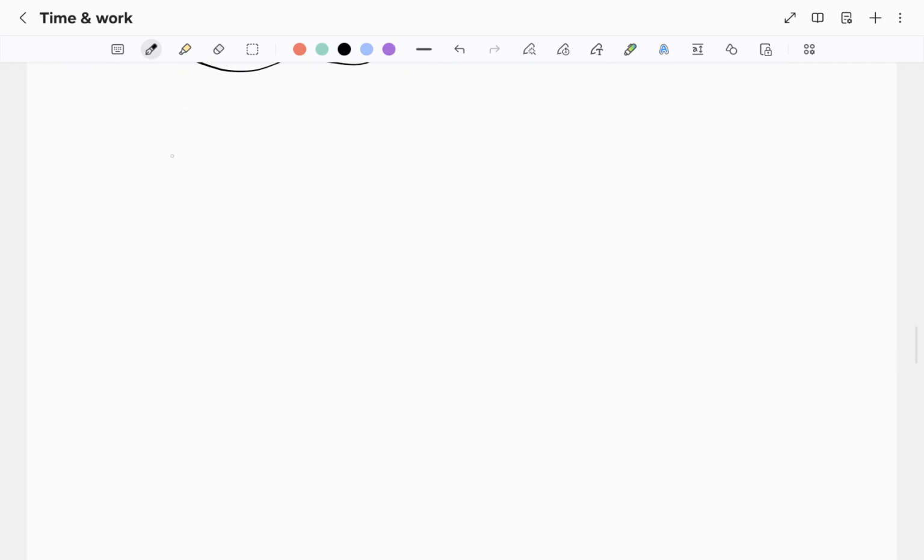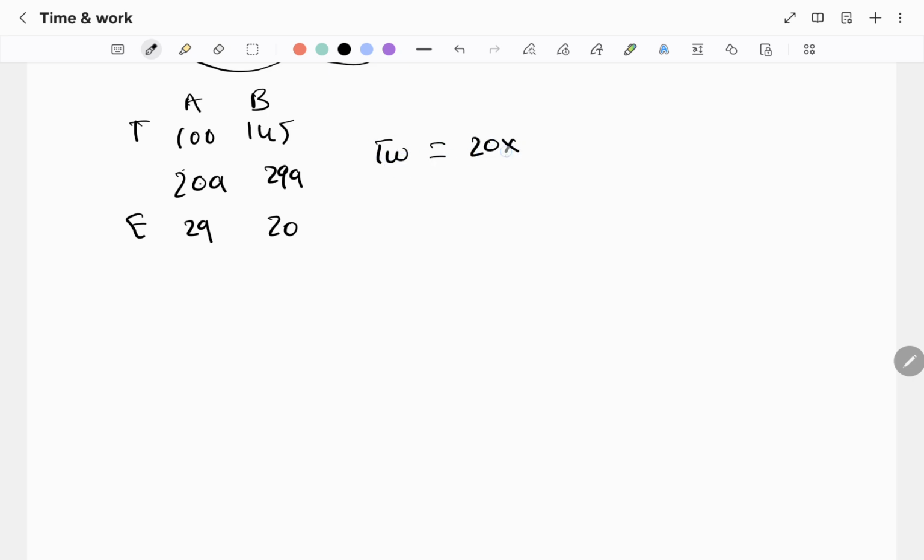Then see that time A, B, 100, 145, 20A and 29A. Then efficiency will be 29 and 20. So total work will become 20 into 29A.